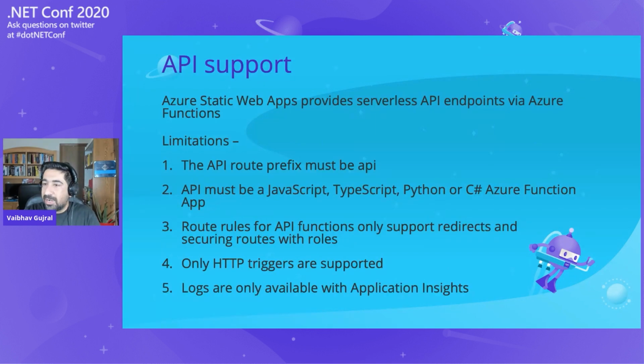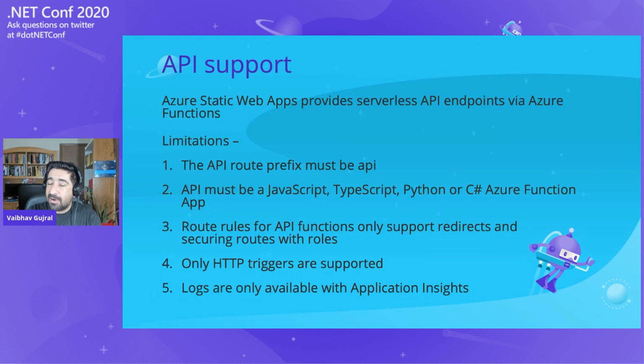You have just seen how easy it is to create an Azure Static Web App. Let's look into some more concepts. The first thing I want to talk about is API support. In the demo, I did show an API endpoint based on Azure Functions, which gets deployed with your static content. Though it is powered by Azure Functions, there are certain limitations that you should be aware of.